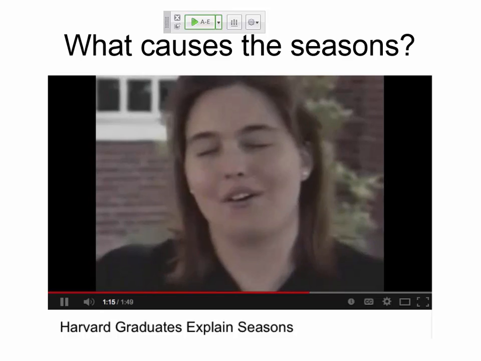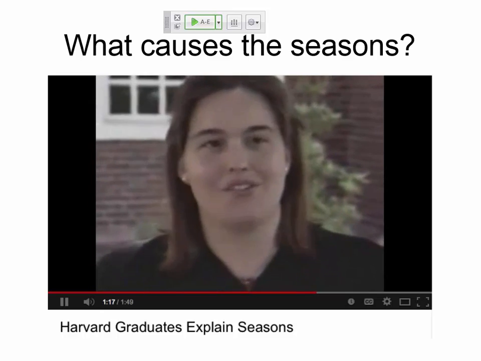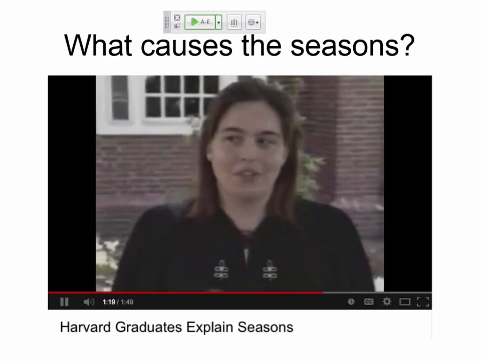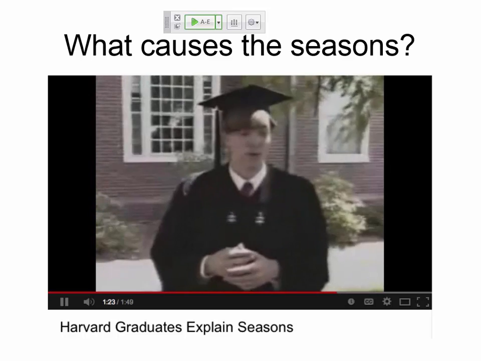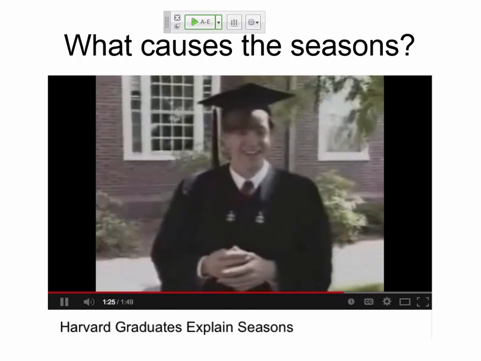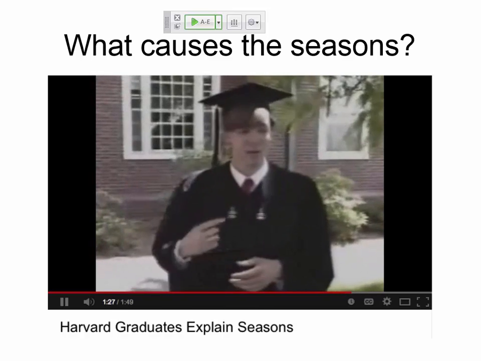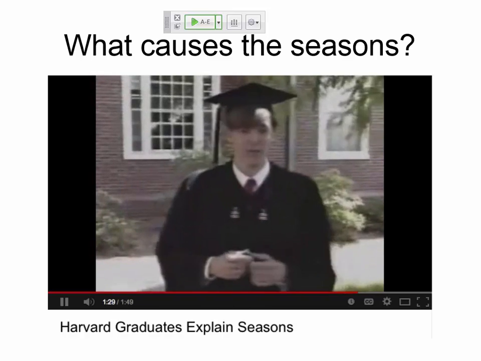How hot it is or how cold it is at any given time of the year has to do with the closeness of the Earth to the sun during the seasonal periods. The Earth goes around the sun, and it gets hotter when we get closer to the sun, and it gets colder when we get farther away from the sun.